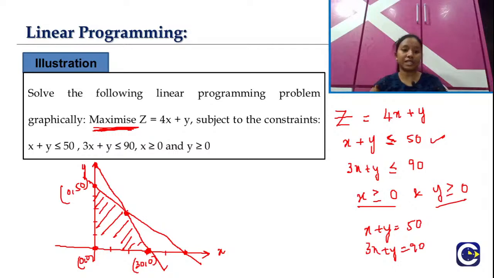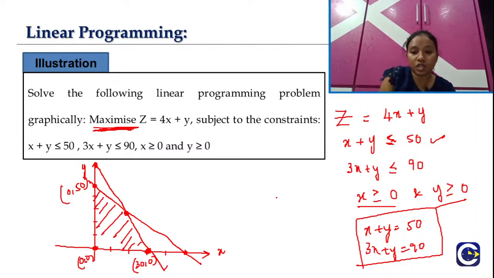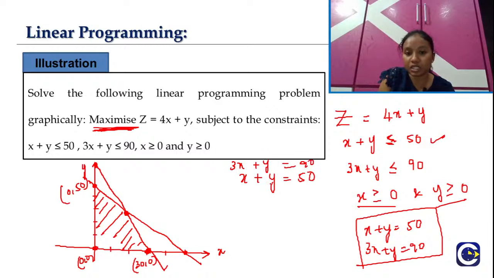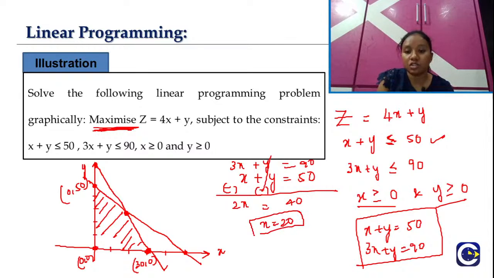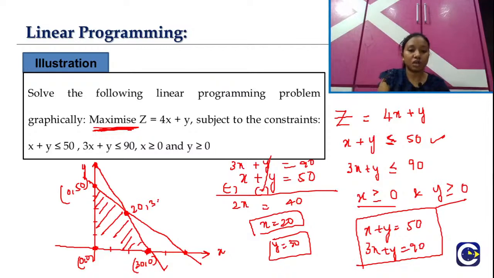for which we have to find the intersection of these two linear equations, that is x plus y equal to 50 and 3x plus y equal to 90. So let's solve these two equations. 3x plus y is equal to 90. I'm just subtracting: 3x minus x will be 2x, and y minus y will be 0, equal to 90 minus 50, which is 40. And x will be equal to 20 here. So when x equals 20, y will be equal to 30. So this intersection point, another corner point, will have the coordinates 20, 30.